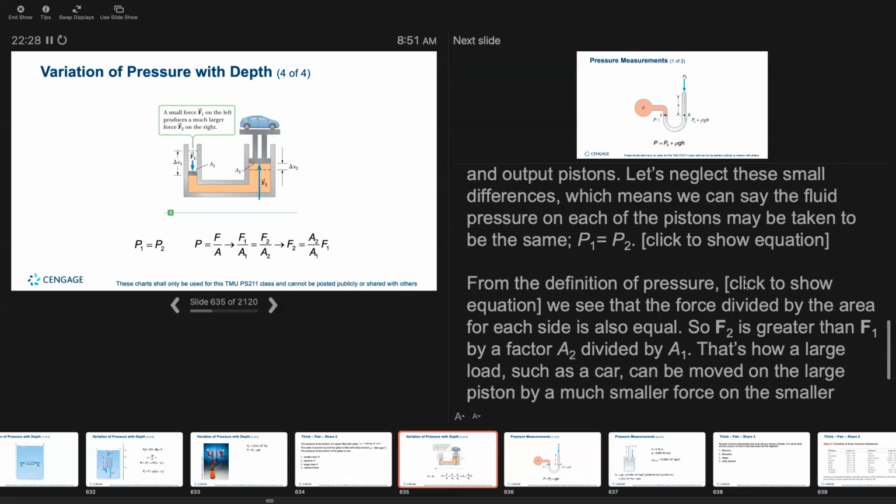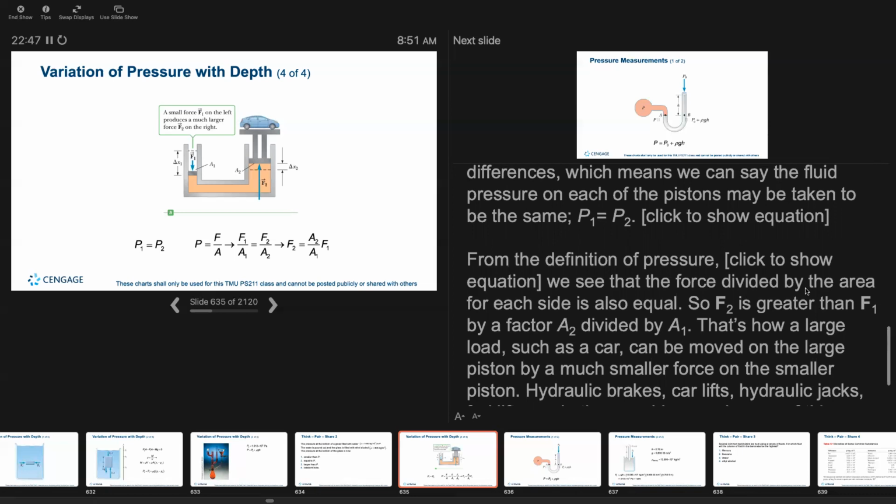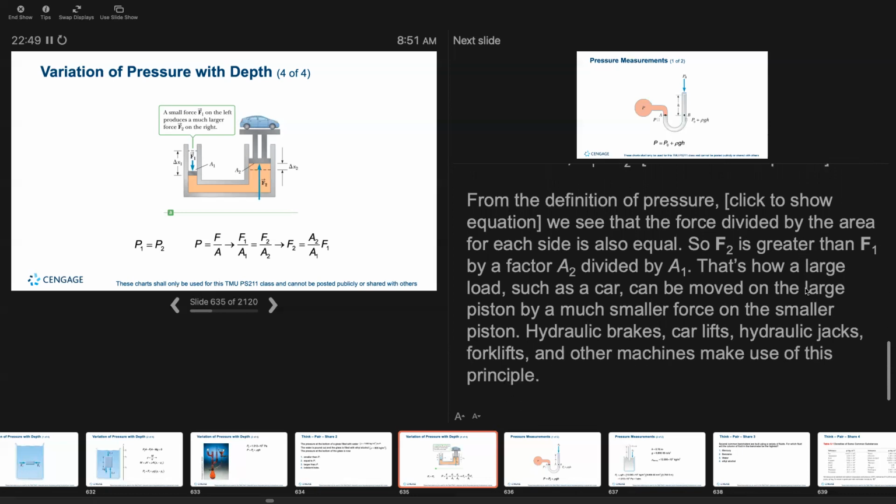From the definition of pressure, we see that the force divided by the area for each side is also equal. So F2 is greater than F1 by a factor of A2 divided by A1. That's how a large load, such as a car, can be moved on the large piston by a much smaller force on the smaller piston. Hydraulic brakes, car lifts, hydraulic jacks, forklifts, and other machines make use of this principle.